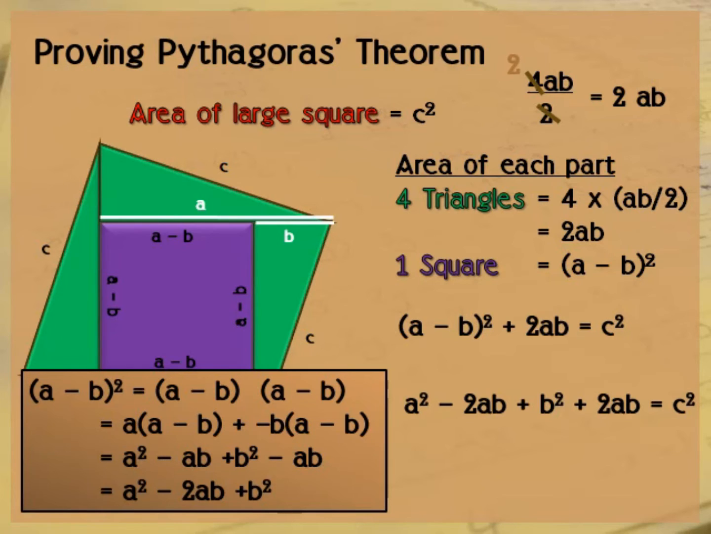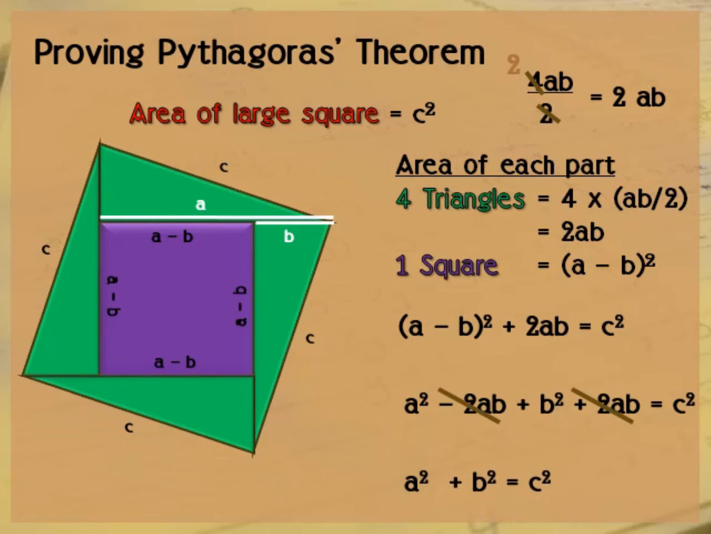But we can also see that we have minus 2ab and plus 2ab. Now, we do not need to know what a is, and we do not need to know what b is. We know that 2ab is going to be the same in the same triangle. So 2ab minus 2ab equals 0. We can cancel those, which leaves us with a squared plus b squared equals c squared. And that is the proof of Pythagoras' theorem.